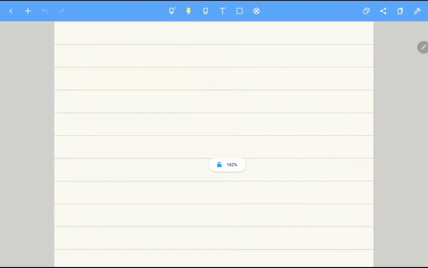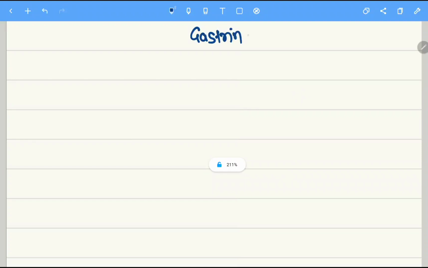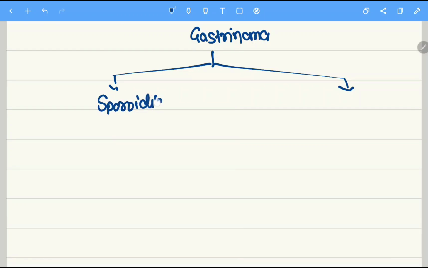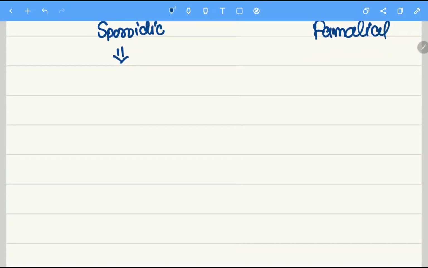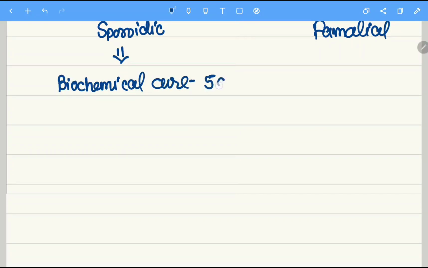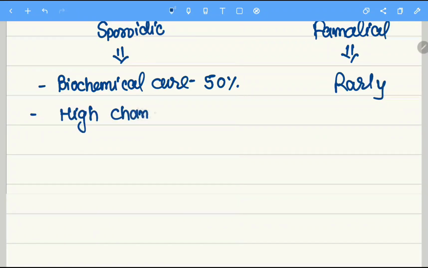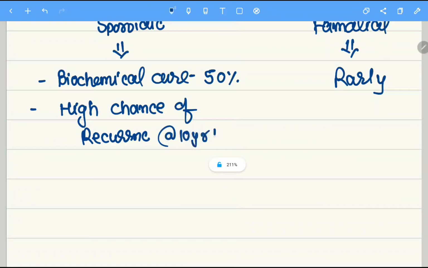As we discussed, there are two types of patients: sporadic and familial. In sporadic cases, biochemical cure is seen in 50% of patients, but here it is rare. Rarely is the patient cured biochemically. There is also a high chance of recurrence at 10-year follow-up. It is a 30% chance of recurrence.